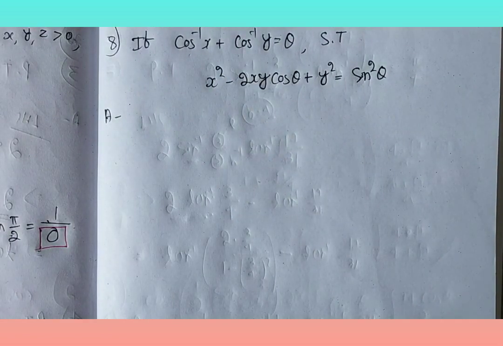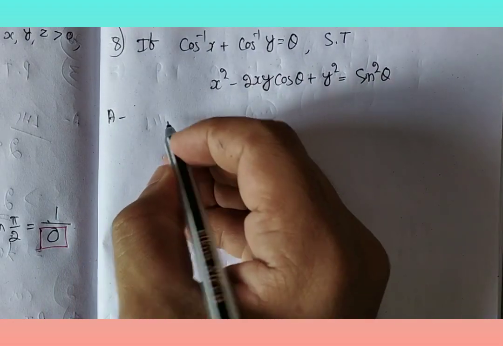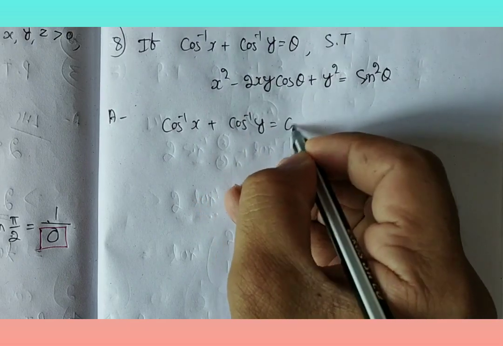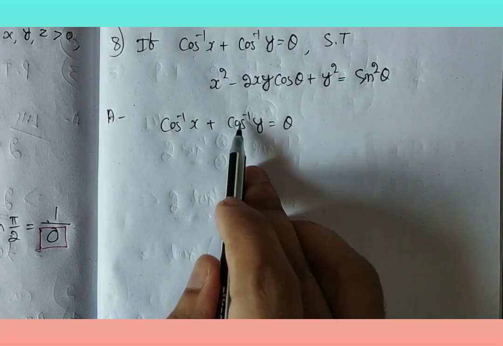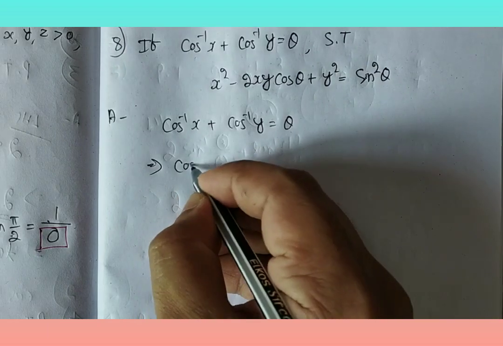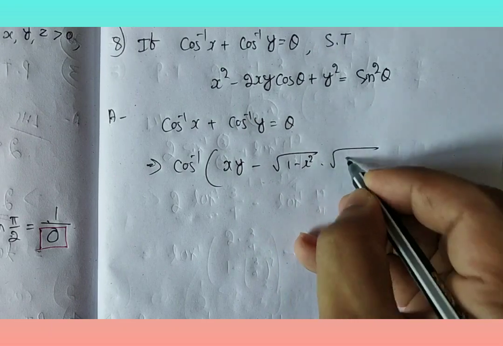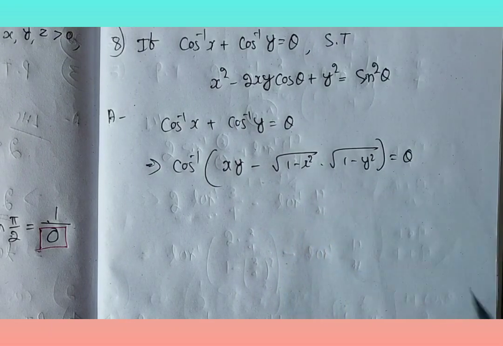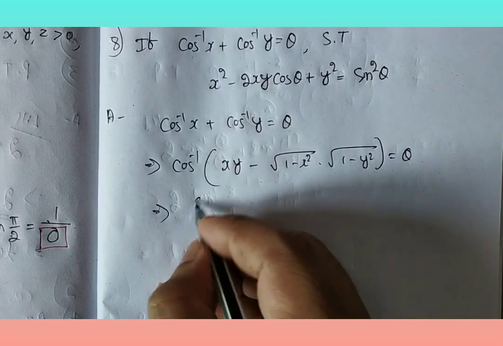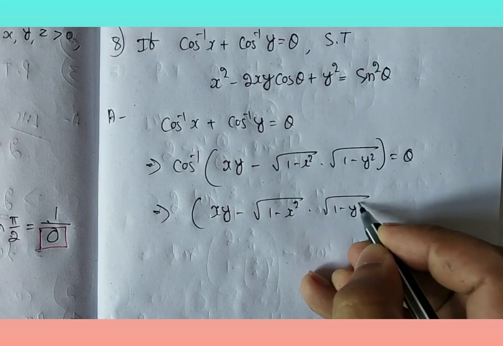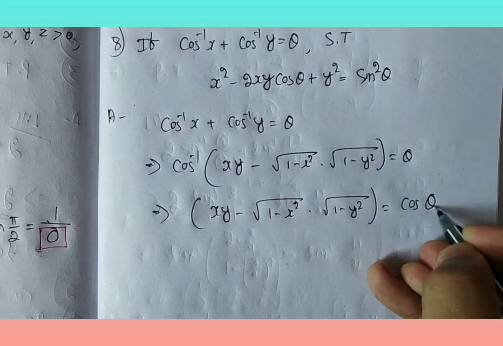Next question: if cos inverse x plus cos inverse y equal to theta, then show that x square minus 2xy times cos theta plus y square equal to sin square theta. This is another type of question. Simply apply the cos inverse x plus cos inverse y formula, type 10: cos inverse of xy minus root over 1 minus x square into root over 1 minus y square. Take the function to the right hand side: xy minus root over 1 minus x square into root over 1 minus y square equal to cos theta.